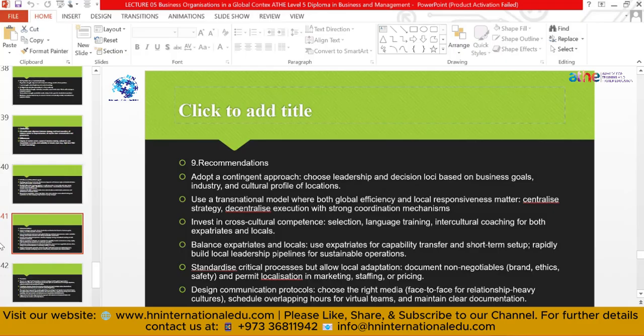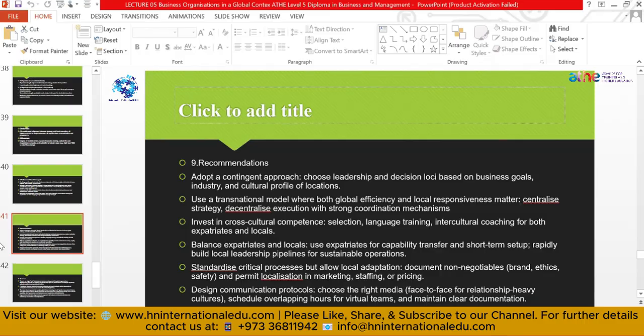Recommendation: adopt the contingent approach, choosing the leadership and decision style based on goals, industry, and cultural profile of locations. Use a transnational model where both global efficiency and local responsiveness matter, that is, both are willing and want to grow together. Then we can go for centralized strategy, decentralized execution, with a strong coordination mechanism.